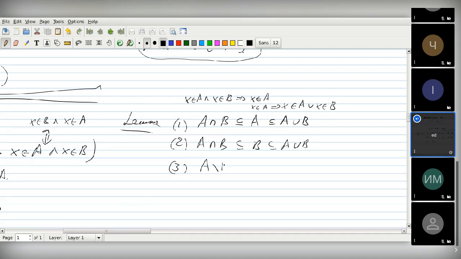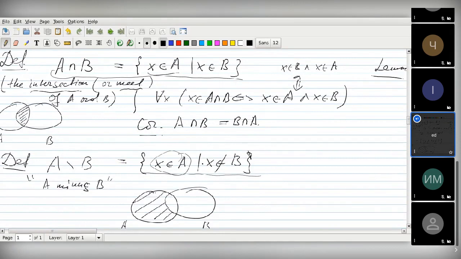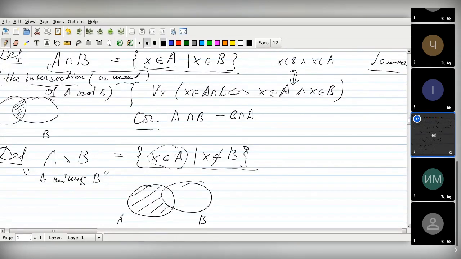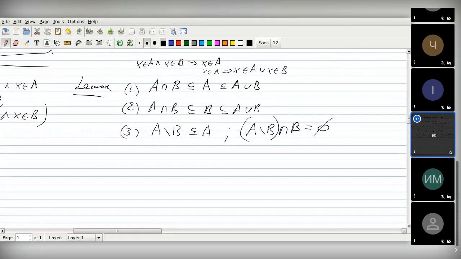A minus B is a subset of A. That's also clear. It is a set of all elements from A which do not belong to B. And the last property is that A minus B, if you intersect it with B, you will obtain what? Which elements both belong to B and do not? No elements. This is the empty set. Is it clear?